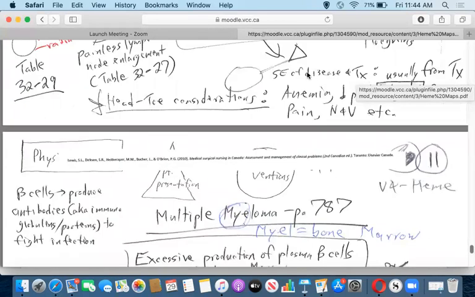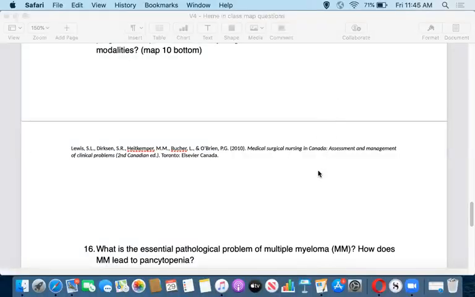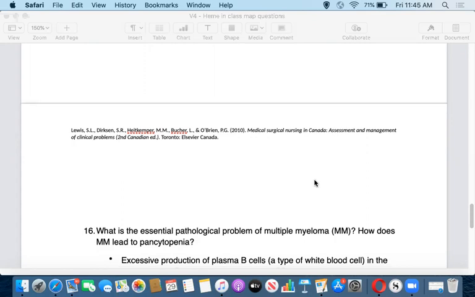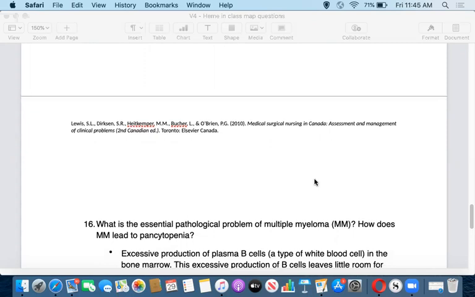Okay, now on to multiple myeloma. We're just going to do a quick overview of multiple myeloma. What we're talking about is excessive production of plasma B cells, so a type of cell in the bone marrow. The problem with that is this excessive production, similar to what we saw with leukemia. Excessive production of this white blood cell leaves very little room for the production of other cells.